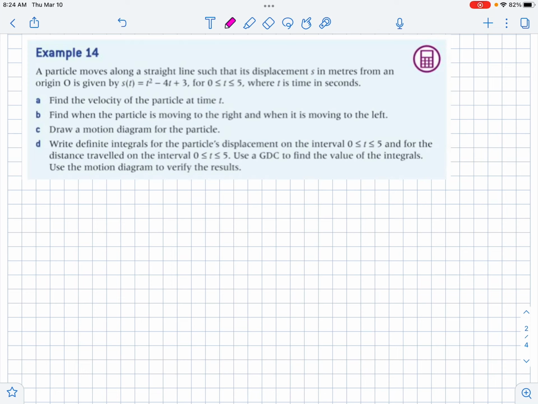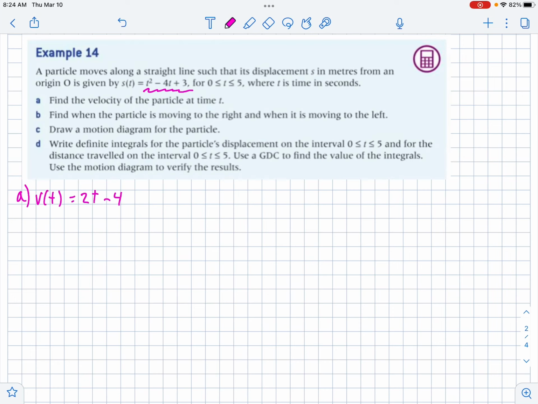Our next example: a particle moves along a straight line such that the displacement s in meters from an origin O is given by that for 0 to 5, where t is time in seconds. A, find the velocity of the particle at time t. Well, to find velocity, you just take the derivative of this. So that's going to be 2t minus 4.